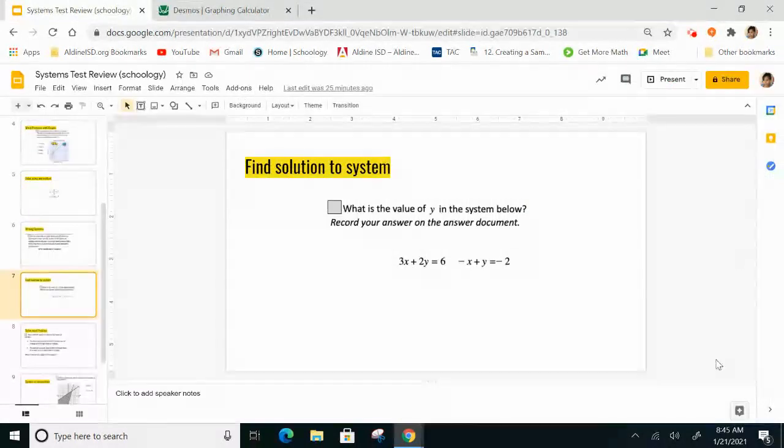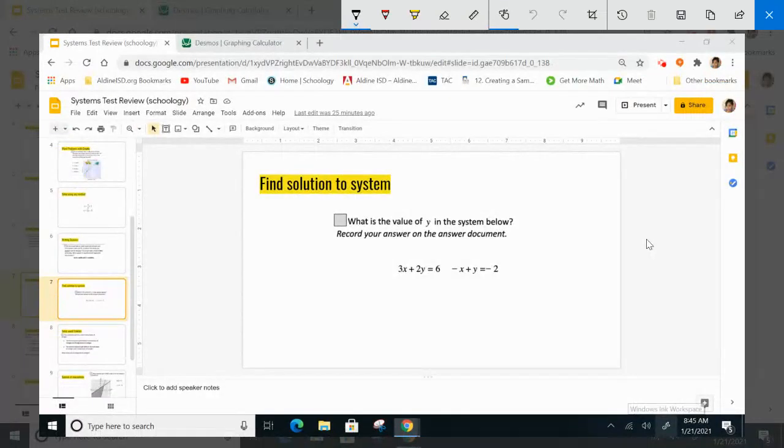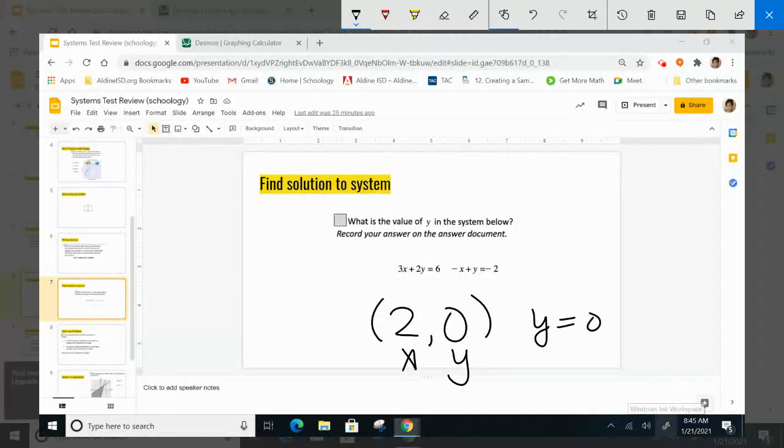Now we've got to be careful here because it didn't ask me for the solution. It only asked me for the y value. So the solution that we got was 2, 0. And so we remind ourselves that this is the x coordinate, this is the y. So the answer that we will be looking for here is y is equal to 0. We only wanted to know the y value. So y equals 0.